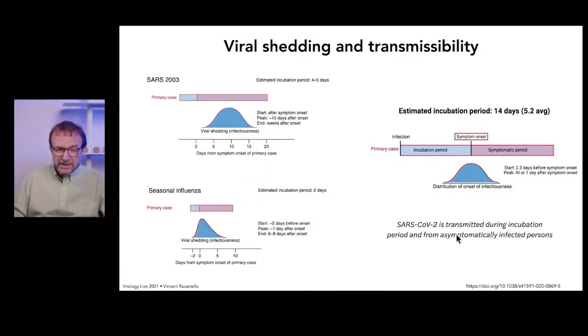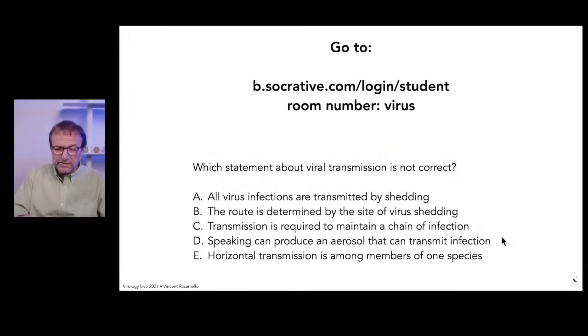So it's very clear now that the virus is transmitted during the incubation period and from asymptomatically infected persons. And this was debated at the beginning of the outbreak, and it was, I think, driven by politics, because the science clearly shows this to be the case.